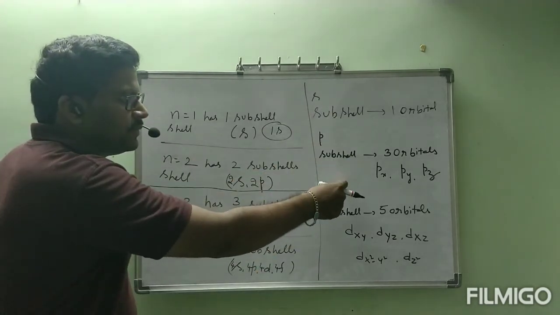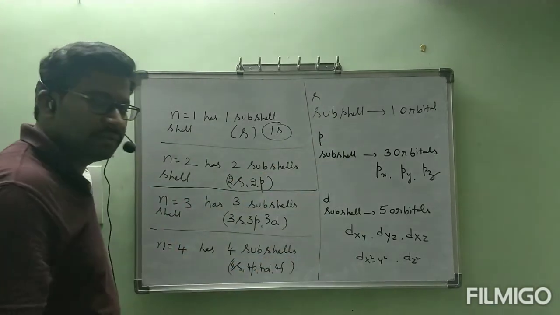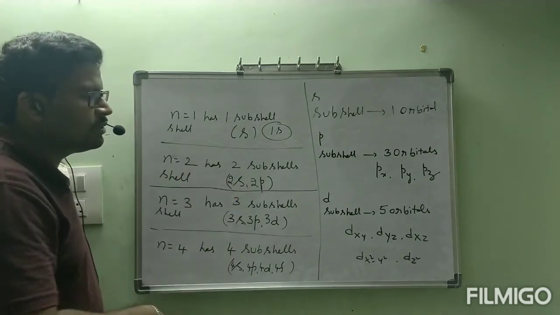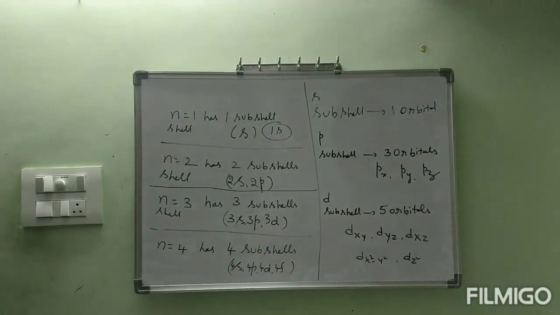The s orbital, 3 p orbitals, 5 d orbitals. Whatever is written on the board, observe carefully. Once again: n is equal to 1 has one subshell. n is equal to 2 has two subshells. n is equal to 3 has 3 subshells. n is equal to 4 has 4 subshells.